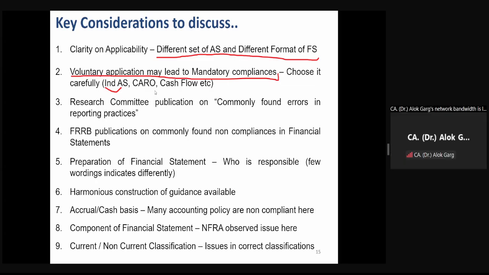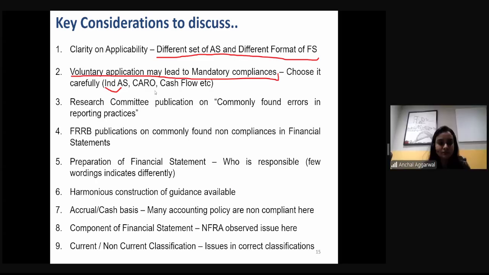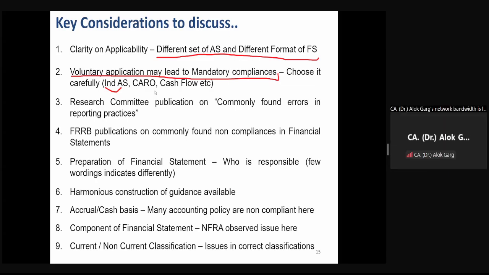You know what the four pillars of accounting are? RMPD: recognition, measurement, presentation, disclosure. The auditor needs to ensure that all the Ind AS provisions are applied to the recognition, measurement, presentation, and disclosure principles of Ind AS.